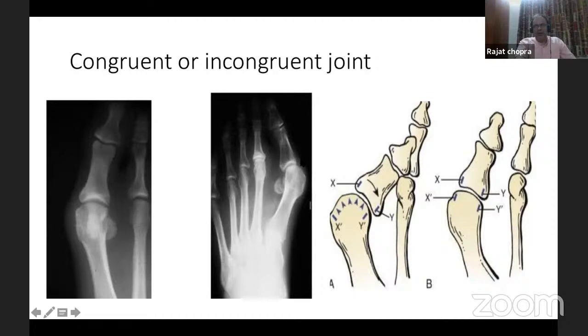Now look at this picture. There is uncovering of the head on the medial side of the first metatarsal, so it has moved downwards. The joint is subluxed, so this joint is not congruent. If you are planning to do something surgically for this case, you have to bring this joint from an incongruent position to a congruent position.